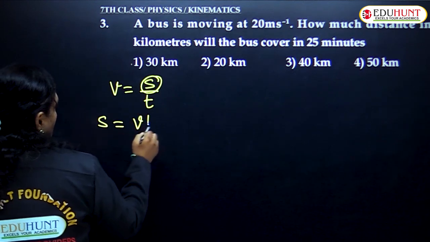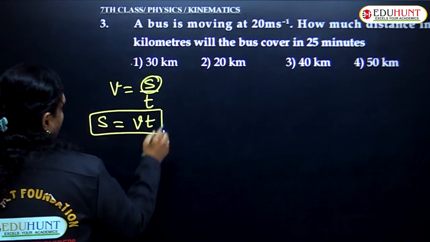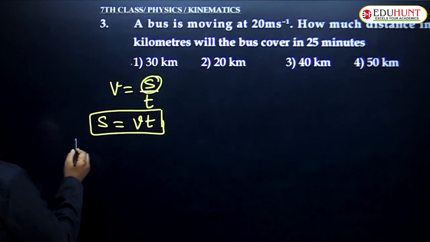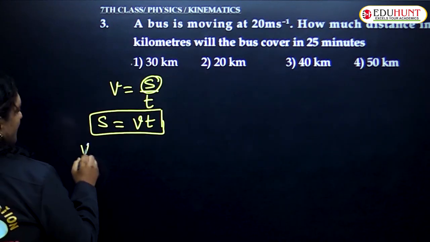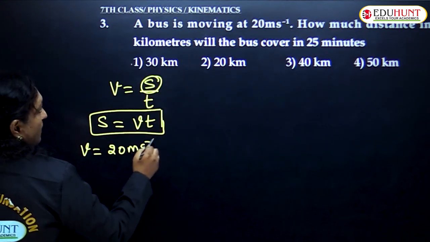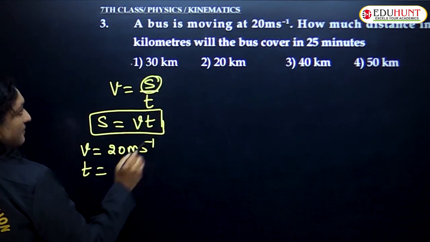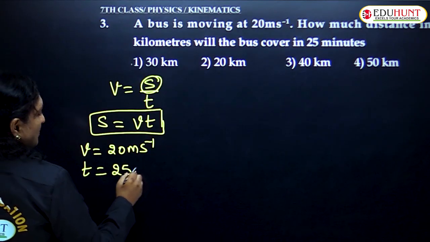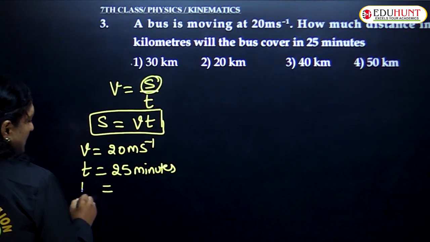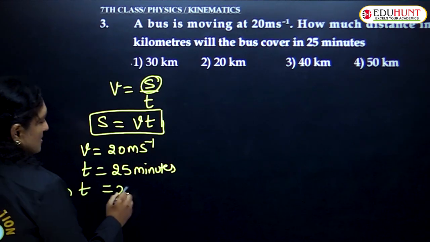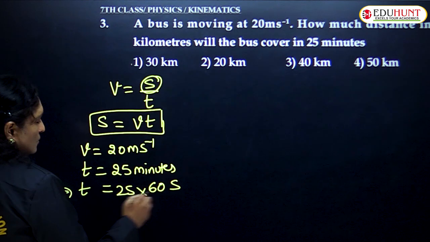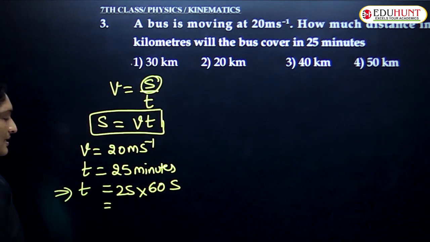Distance is equal to speed into time. The formula for distance is speed into time. What are the given values, children? How much is the value of speed? 20 meters per second. Whereas time T is given to be 25 minutes, but we need to convert this 25 minutes into seconds. Therefore, T is equal to 25 into 60, since 1 minute is 60 seconds. So, 25 into 60, how much is that, children?